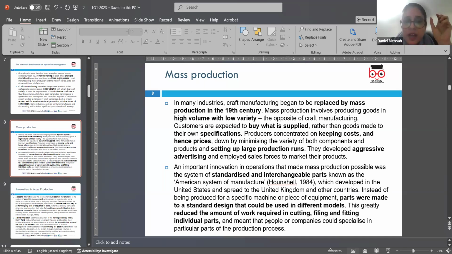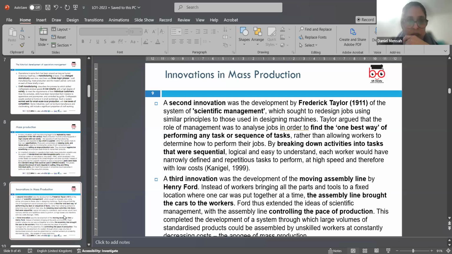It helped to reduce the amount of work required by cutting and fitting the individual parts of the machine. It also helped because one company or one industry was working on one part, another industry was working on the other part. So they got some kind of expertise in specific parts of those machines, and it helped to improve their production processes and speed them up.